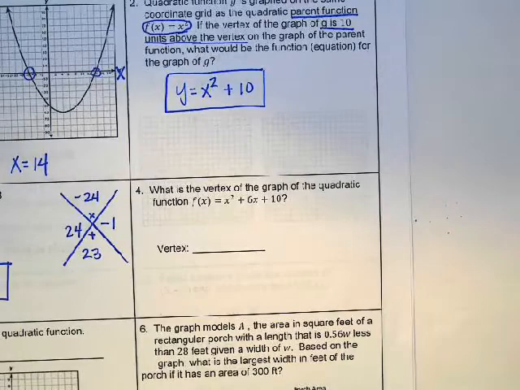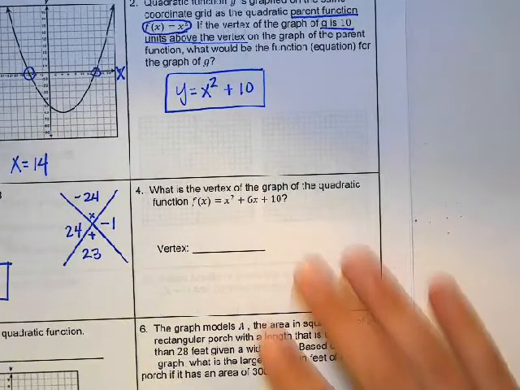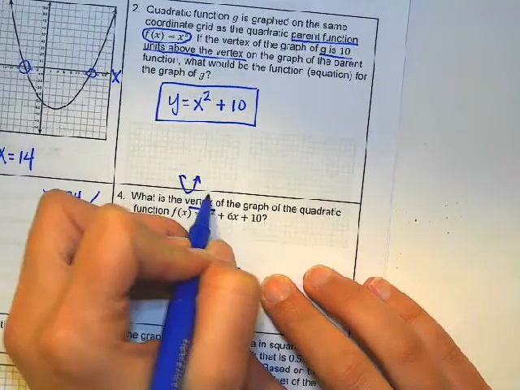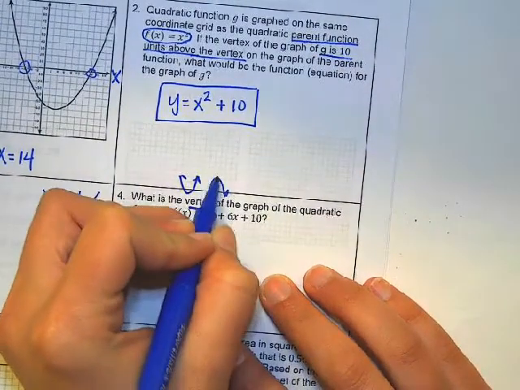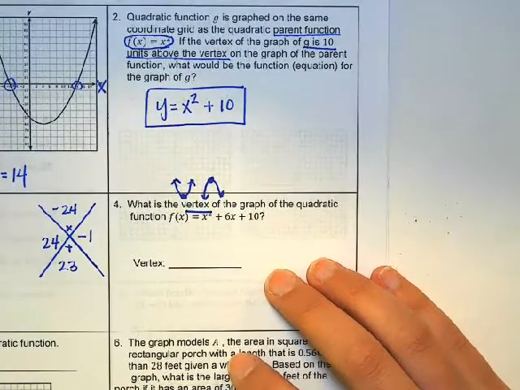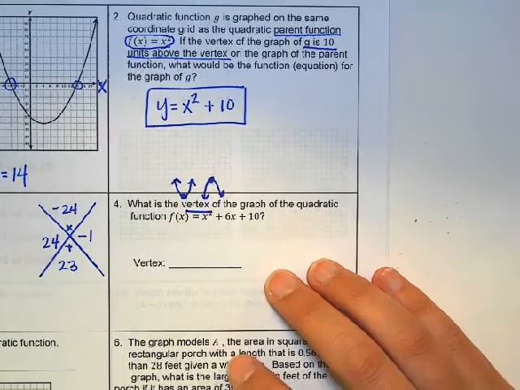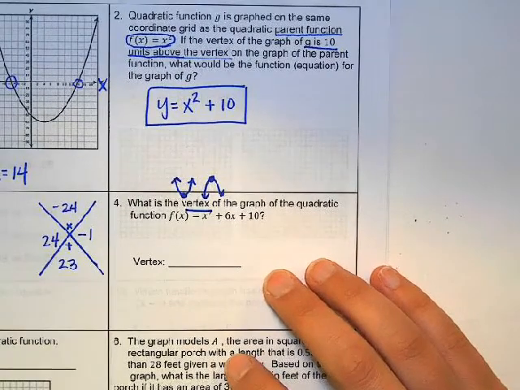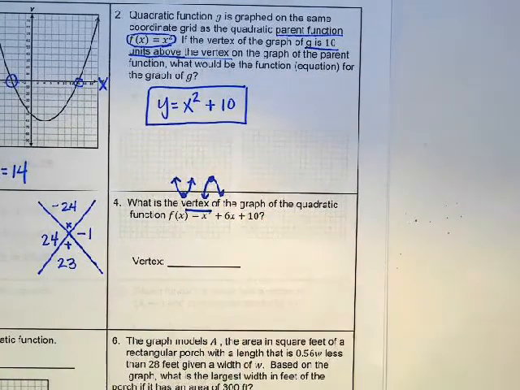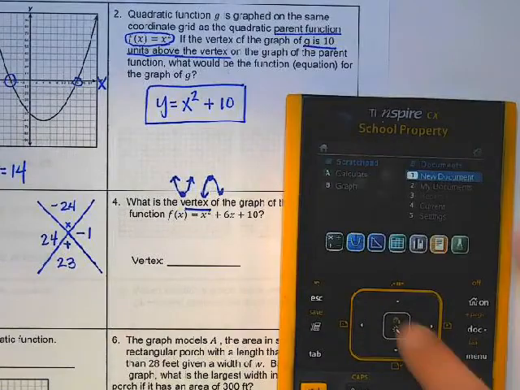Okay, number 4. What is the vertex? So my vertex is the highest or the lowest point. So here's the highest or the lowest. So what is the vertex of the graph of the quadratic function f of x equals x squared plus 6x plus 10? So if I want to know the vertex, the highest or the lowest, I can't find that just by looking at this. I'm going to have to go graph it and find that point.